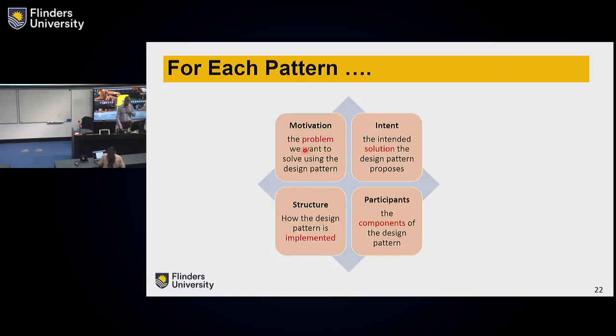Besides that, each design pattern comes with a motivation. What is the problem? Like in the strategy design pattern, we identified the problem, and the intent is what is the solution. Each design pattern comes with the overall structure and the components, which are called participants in that solution. So each design pattern will come with these four pieces of information: the problem, the solution, the important components, and how those components are structured. What is the interaction among them?